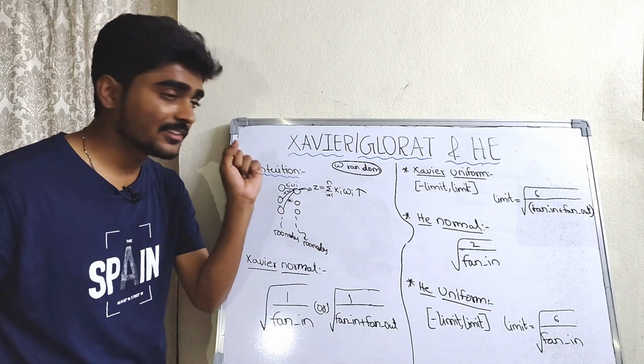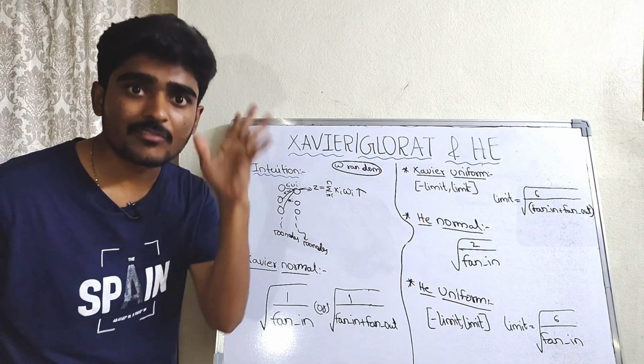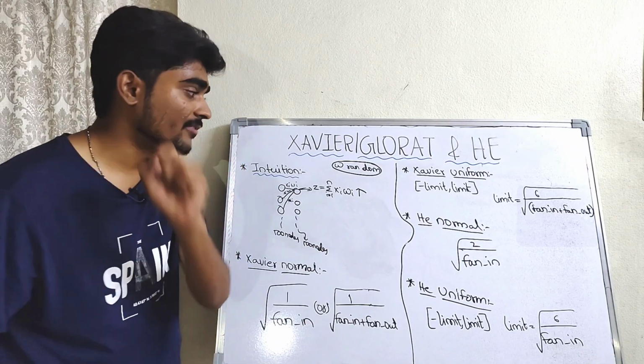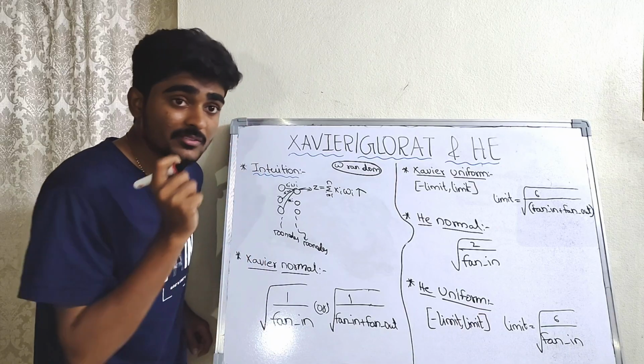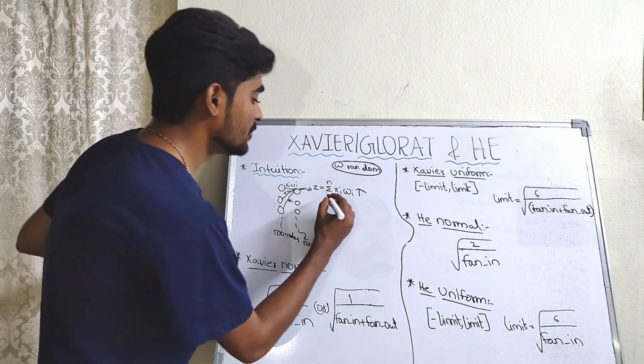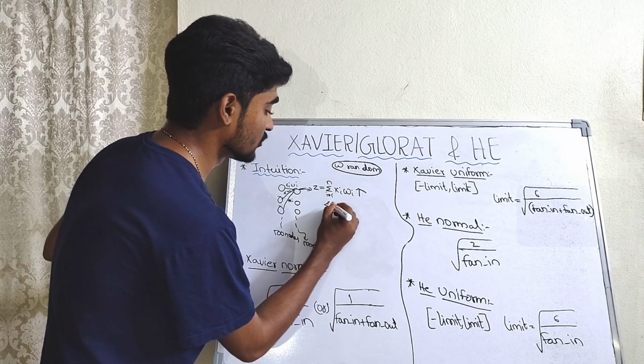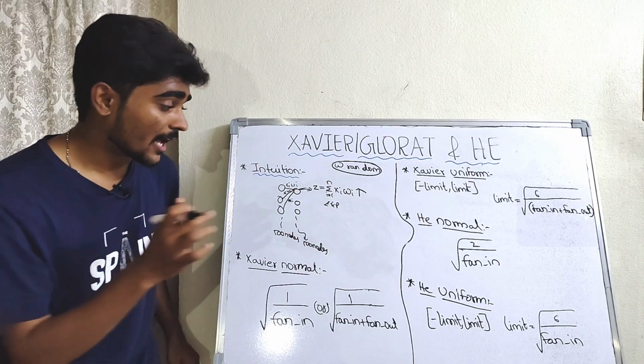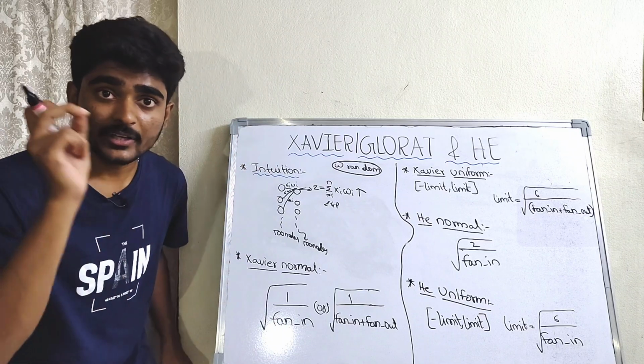I'll be getting the final z value as some larger numerical value. Now when my z value is larger, I'll be facing the problem of exploding gradient.